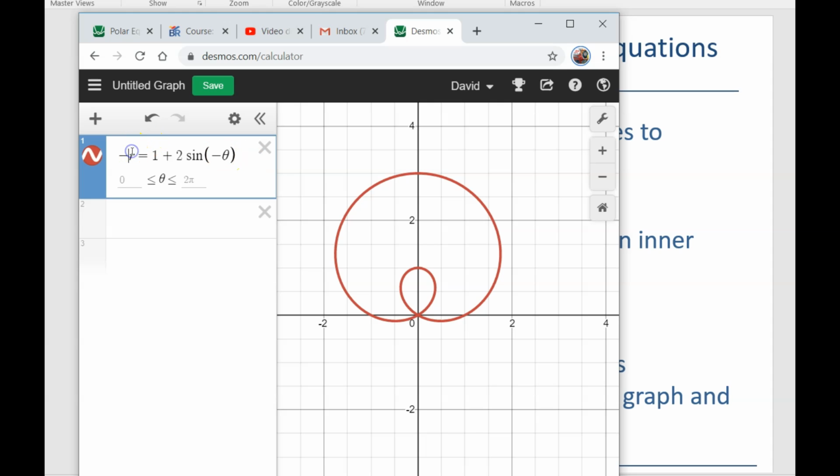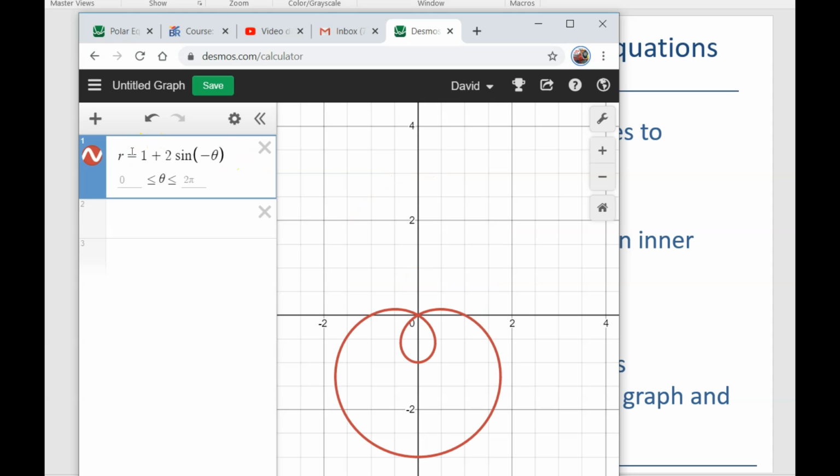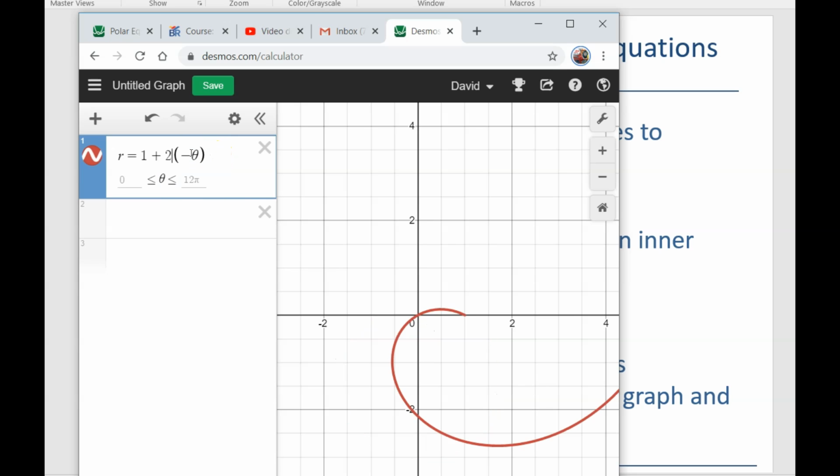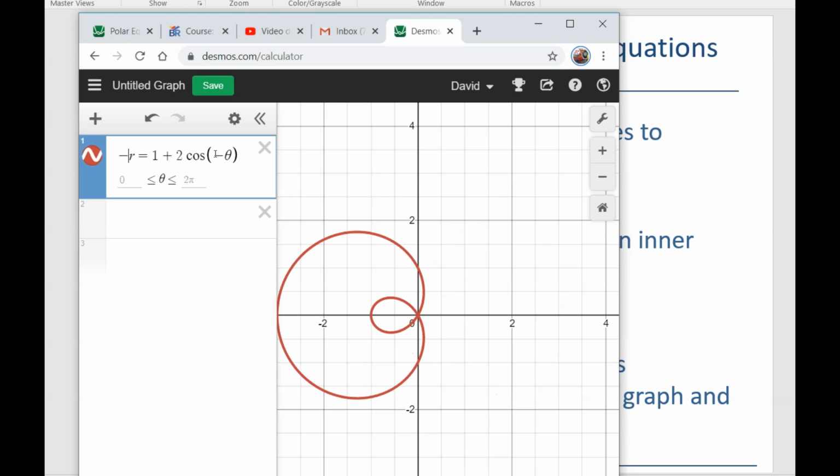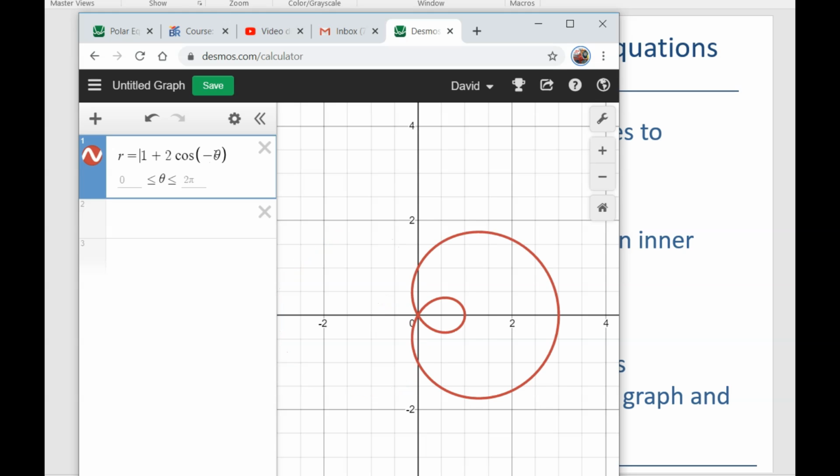If you can change just theta, and let me go back to cosine, it has symmetry about the polar axis, or the positive x-axis. Notice this graph doesn't have symmetry about the y-axis. But then there are some graphs that have symmetry about both axes.